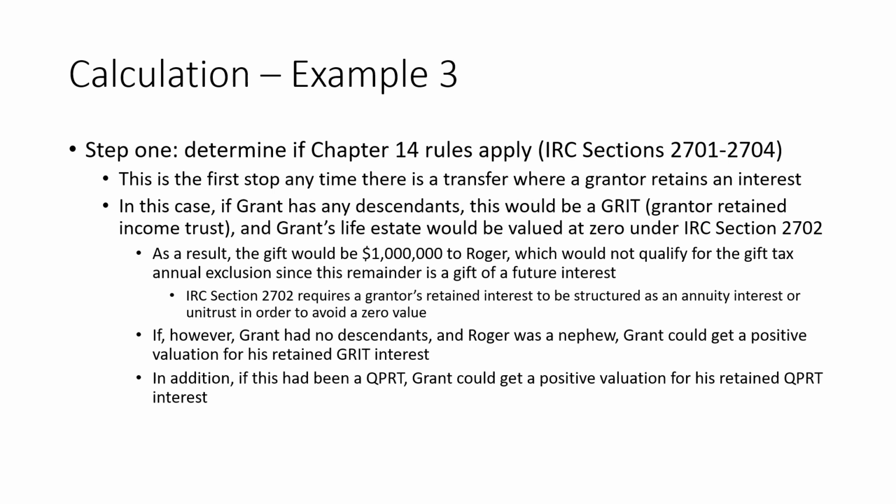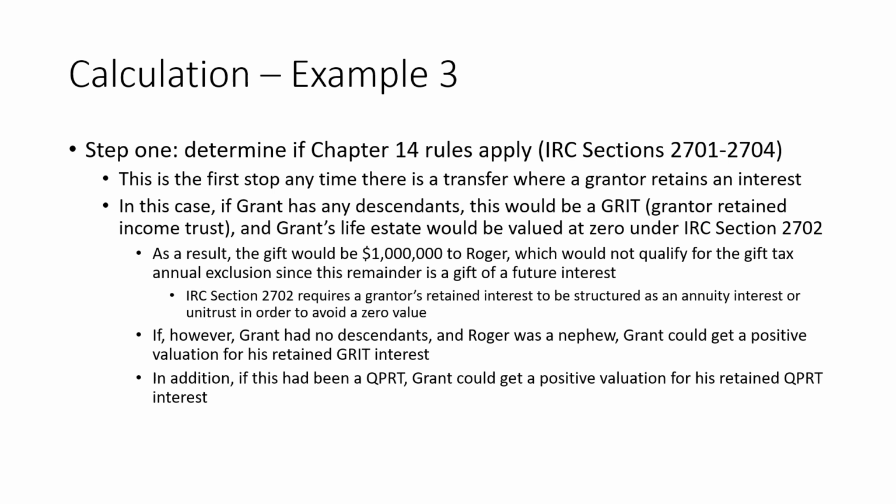So, if Grant had any descendants, then Grant's life estate would be valued at zero, meaning that he would have made a gift of $1 million to Roger, and we need not go through any of the remainder interest or present interest factor calculations. And even more, once again, the gift to Roger would be a gift of a future interest, which wouldn't qualify for the gift tax annual exclusion.